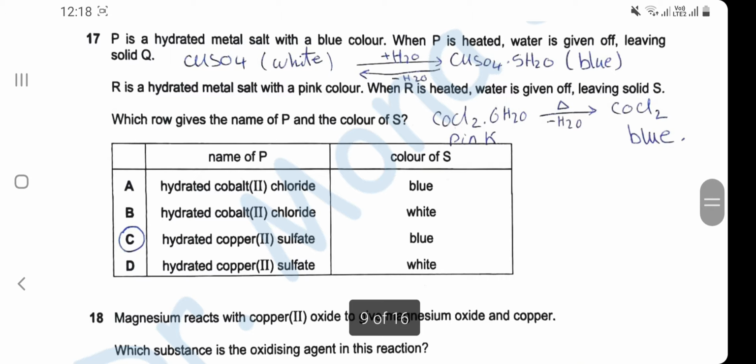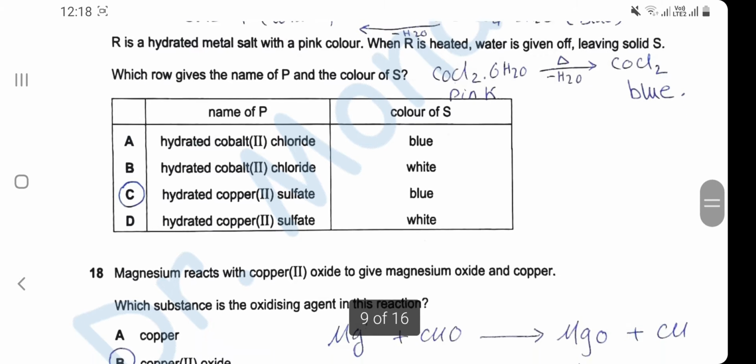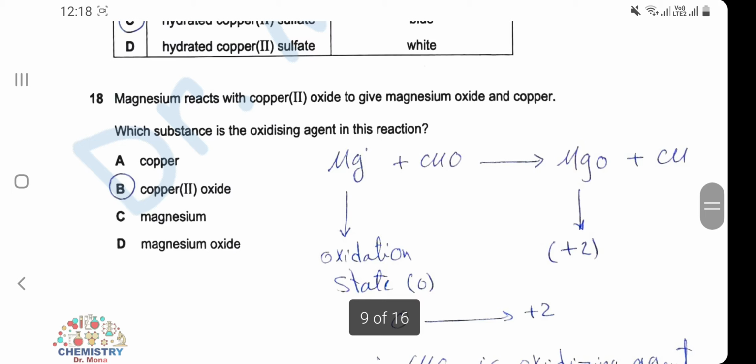Answer C, hydrated copper sulfate for the salt B is correct, and the color of the solid S, which is anhydrous cobalt chloride, is blue. So also only answer C is correct.